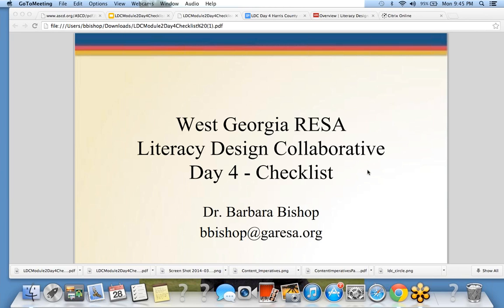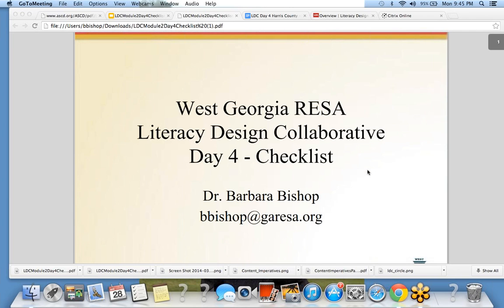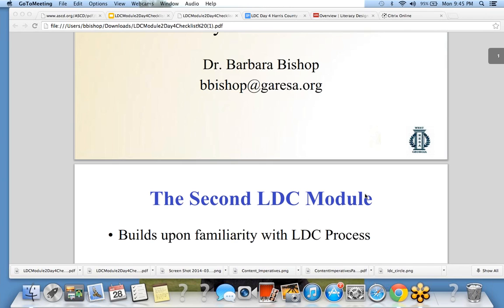Here are a few slides just to help us remember what we accomplished during that day, and also to prompt you perhaps to ask any questions that you need to in order to put a great big check mark and a bright red bow on the top of your LDC initiative for the year. So we'll work through this very short PowerPoint.